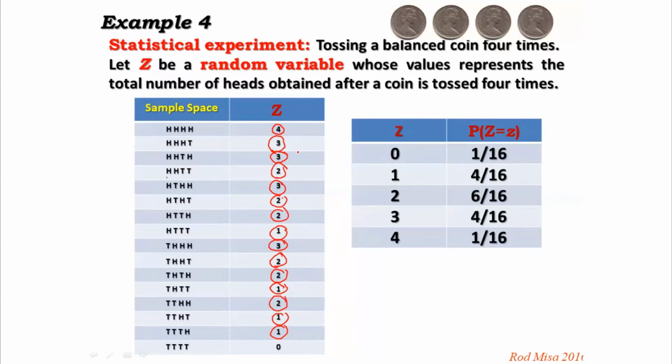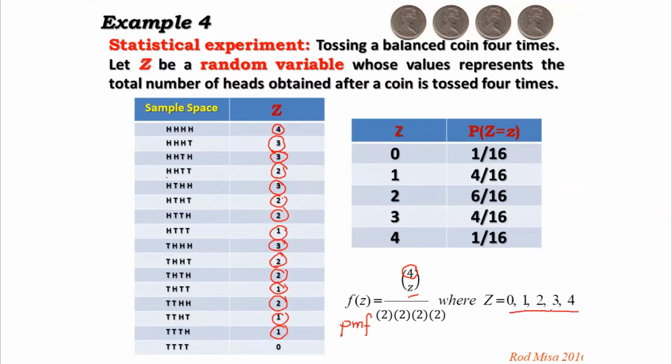But then again, a probability distribution can be represented by a formula, and the formula must consist of 2 parts. The first part is the probability mass function, PMF, which is f of z. And this is represented as the combination of 4 taken z at a time, since we toss the coin 4 times here, where z is our random variable assuming values from 0 to 4.